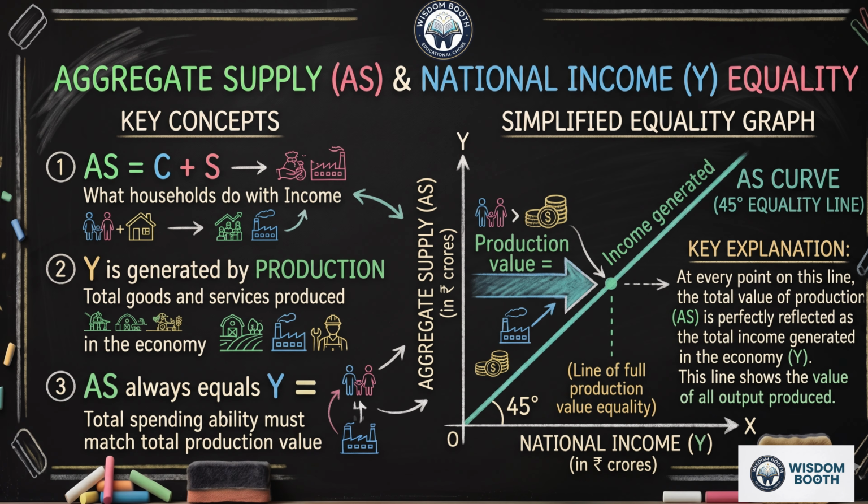And what do people do with that income? They either spend it or they save it. That's exactly why Y equals consumption plus saving, or Y equals C plus S.